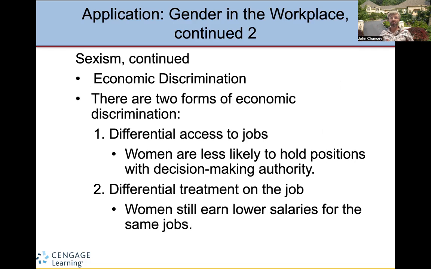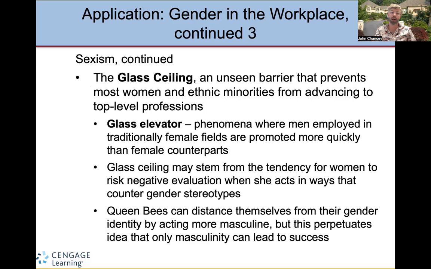Sexism also takes place in economic discrimination, specifically in two ways. Differential access to jobs: women are less likely to hold positions where there are decision-making aspects to their job. And then when they're on the job, they're more likely to be treated differently, earning lower salaries, for example, that wage gap difference in the same job.